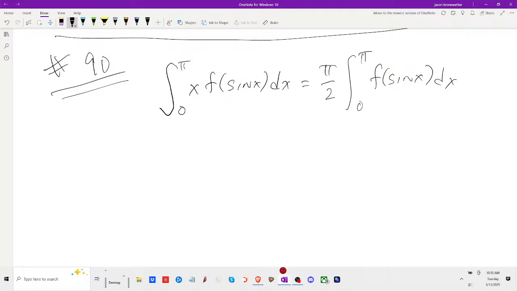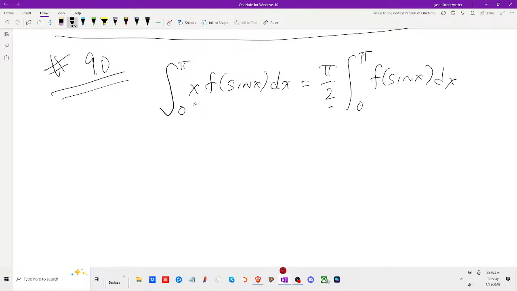And if you look at it, it just looks a little weird. First you've got f and it's got sine of x inside. We're used to having f of x instead of f of sine of x. And then if you look at the two integrals, one's got an x in front and one's got a pi over 2 in front. And somehow having an x in front of that makes it a pi over 2 instead.